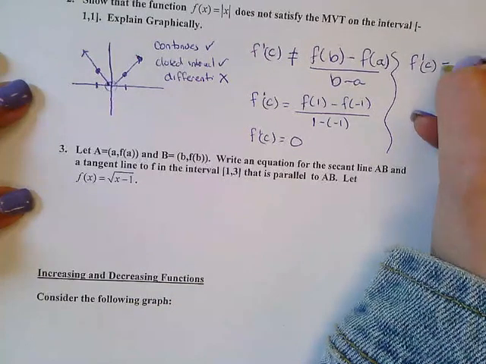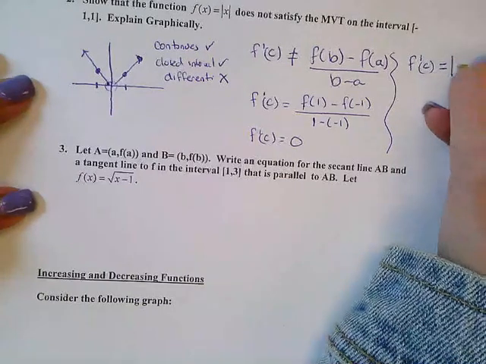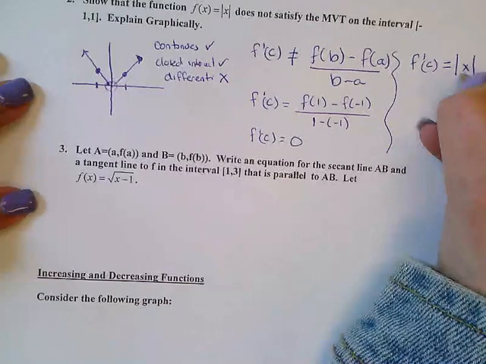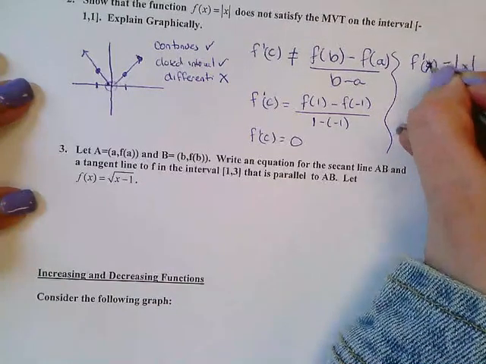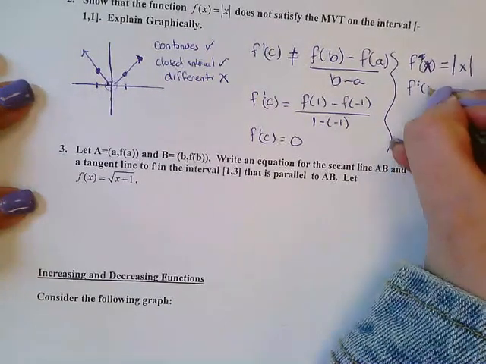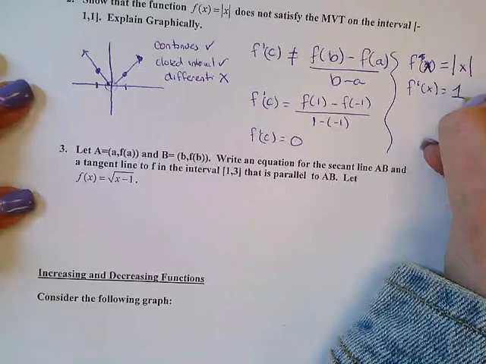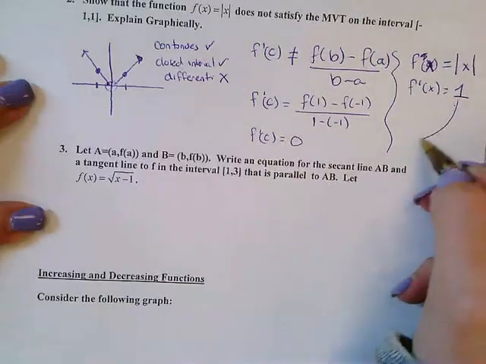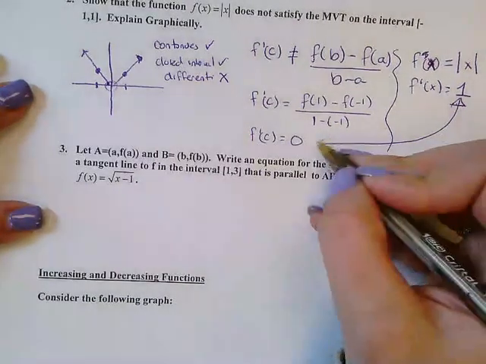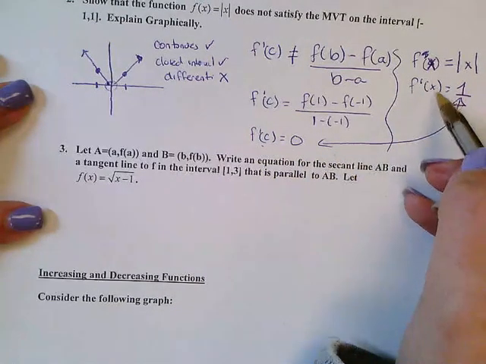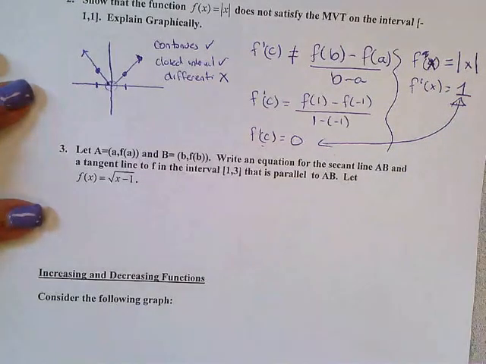So f prime of c, which is just the absolute value of x, what is the derivative? I know I keep confusing you guys with the c. Alright, what is the derivative of this? So f prime of x of this is just going to be 1. Okay, right off the bat, you see that. And look, what do you notice? That f prime of c based on this is 0, but the actual f prime of x, or c, whatever you want to call it, is 1.